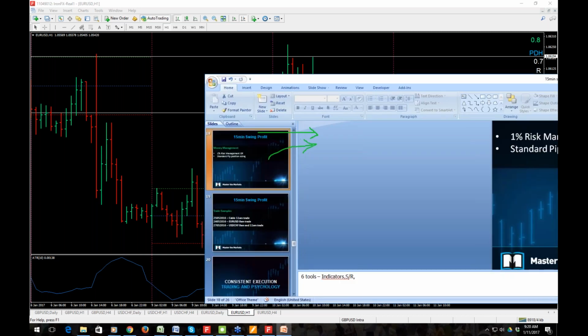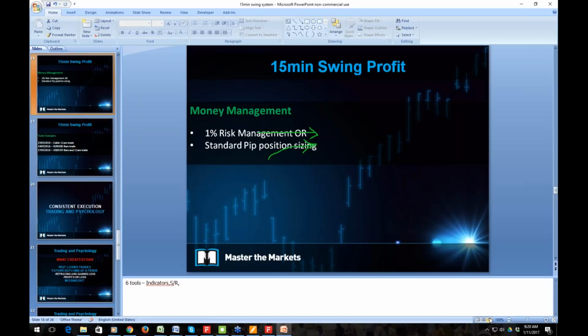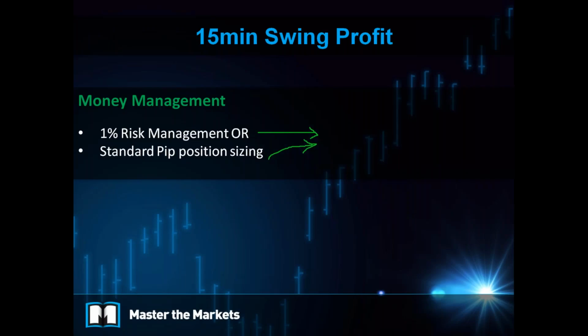No. So basically, let me just quickly bring this up. The one important statistic that you must know is your maximum drawdown. This is very, very important. Okay, your maximum drawdown.